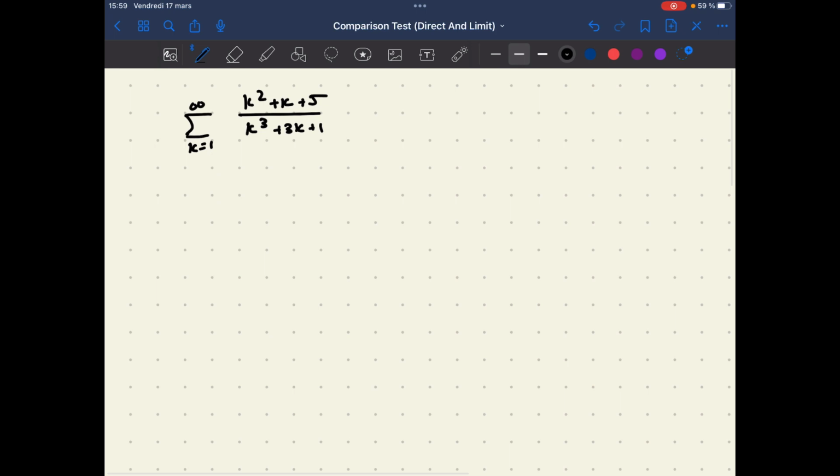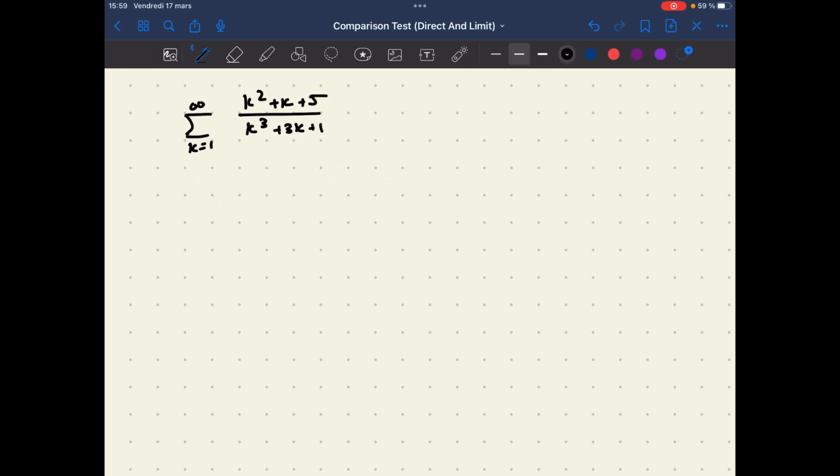If we were to take the limit, basically the divergence test, to see if this equals 0 or not, we would, well, hold on, let me show you. Limit as k approaches infinity of k squared plus k plus 5 over k to the third plus 3k plus 1. This will be equal to 0. This means that the divergence test is inconclusive, so we're going to have to use another type of test.